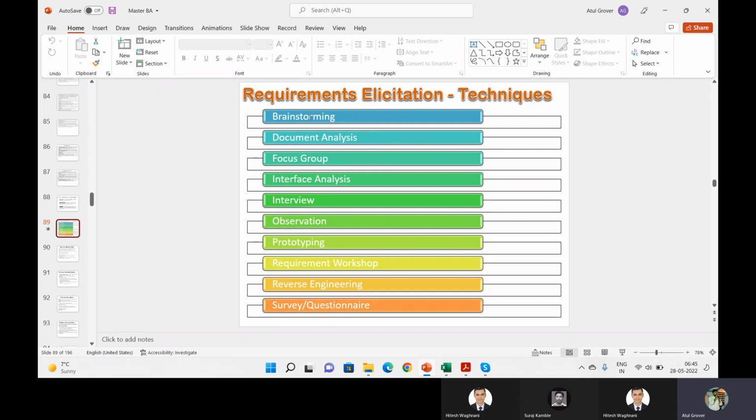I'm not saying that you have to follow only one technique. One technique can be the output and the input for another technique. Now, as I said before, guys, before you travel to the client side for the actual requirement gathering, that is, the workshop, you should do the document analysis part, so that the questions open in your mind can be answered here. You can get something from here itself.